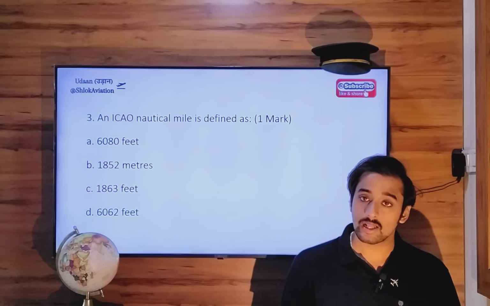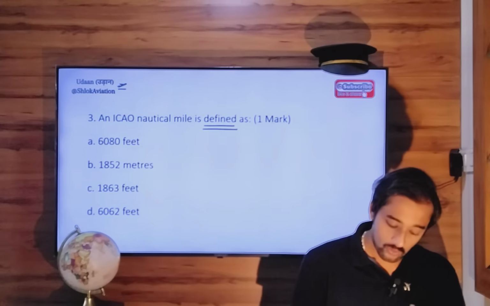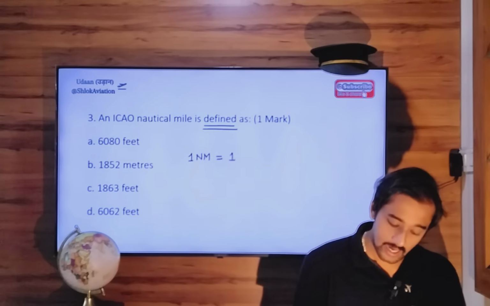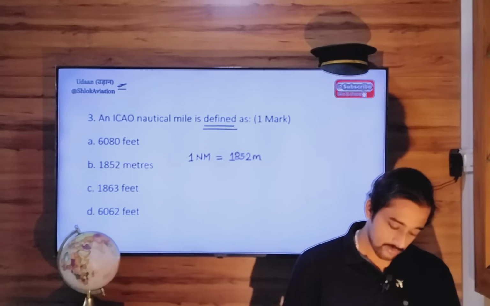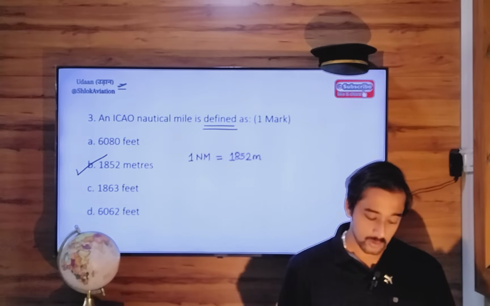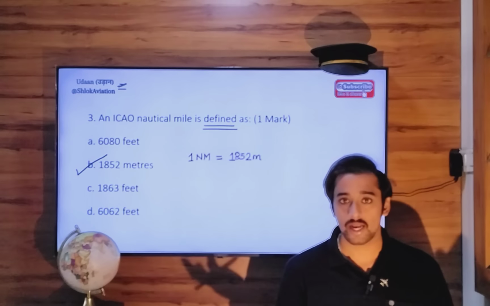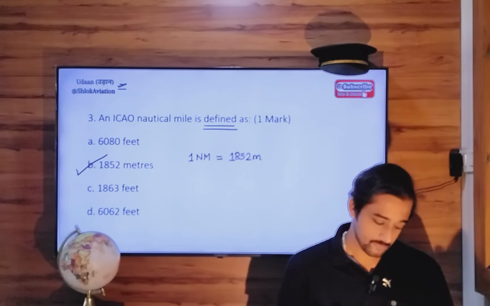A nautical mile is defined as what? Now by definition, 1 nautical mile is equal to 1852 meters. So the correct option here will be option Bravo by definition. Option A is also correct, 1 nautical mile equals 6080 feet, but that is not according to the definition.